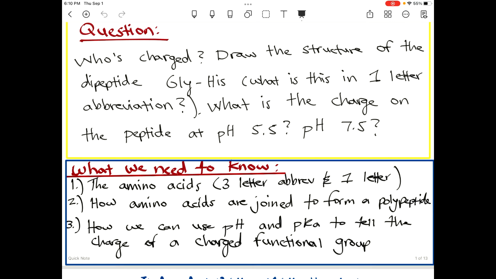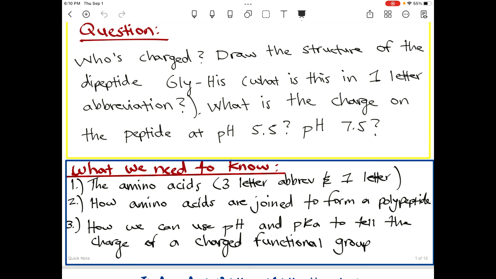So the question is: draw the structure of the dipeptide GLY-HIS. And then I added an element because I love torturing you guys. I added the element of what is this in one-letter abbreviations? What is the charge on the peptide at pH 5.5, at pH 7.5? So these are questions we're going to be answering in this video.